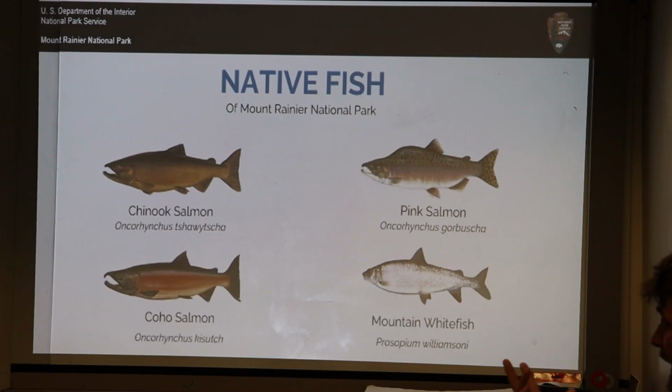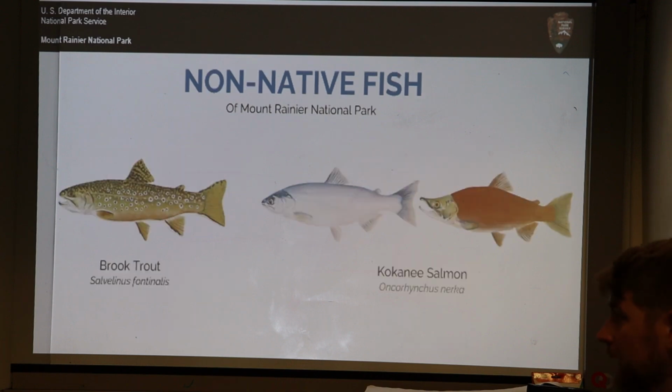But yeah, so we have those three salmon species that are on the borderlands of the park and park boundaries. Mountain whitefish is another one that is also lower in the drainage but present. And these would be our two non-native fish species, the brook trout and then the kokanee salmon.